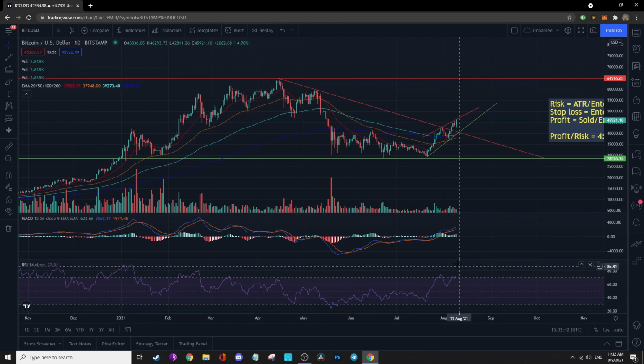Now, if something's overbought, things typically like to find some kind of equilibrium, right? So if things are overbought, traders are going to start selling it, and that's going to force the price downwards. So we can see that it was overbought here. People started selling, and that's why we had this dip here.